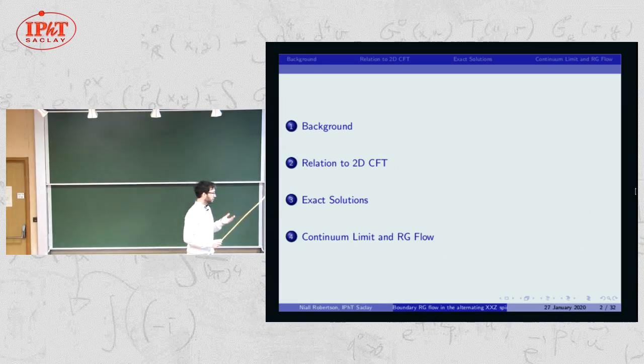I'll then present two exact solutions that we have found for this model, so two different boundary conditions that allow us to solve it exactly, and then how that allows us to study its continuum limit and to see this RG flow.